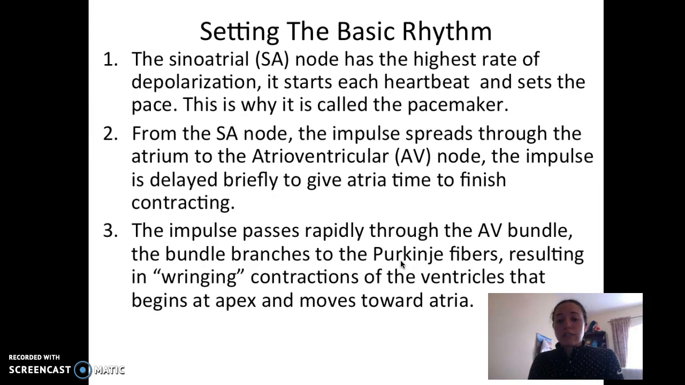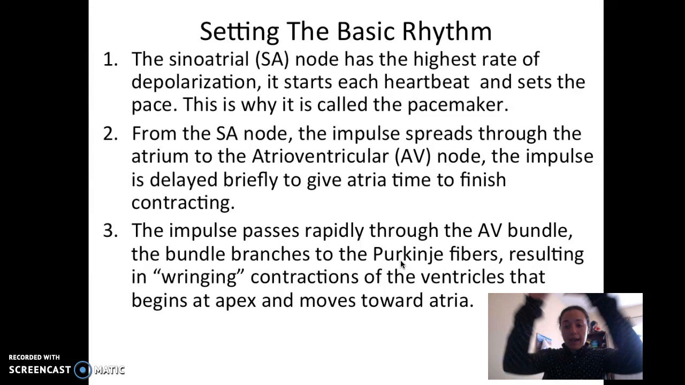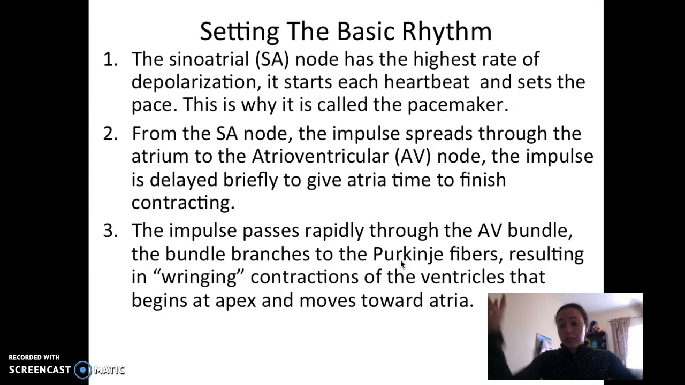The impulse passes rapidly through the AV bundle. So that bundle that I showed you in between the ventricles, that's fast. But really what's going to happen, the Purkinje fibers will get this ringing contraction of the ventricles that begins at the apex and moves towards the atrium, pushing the blood up and out of your arteries.